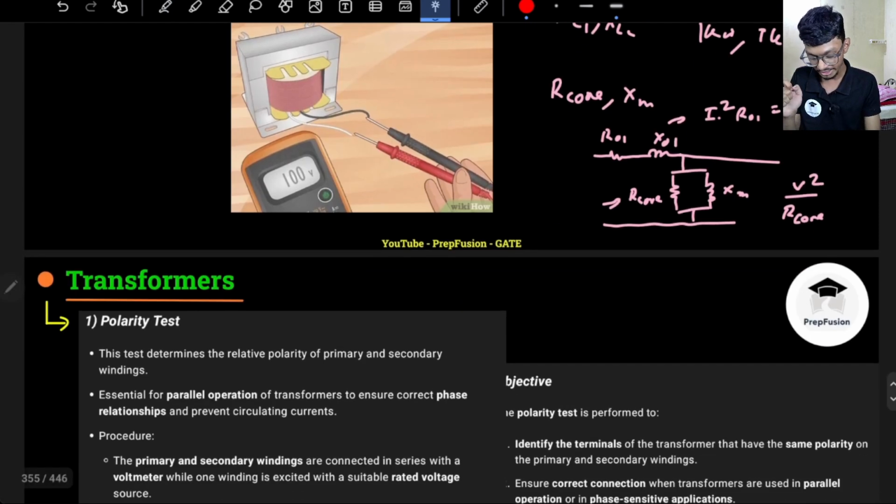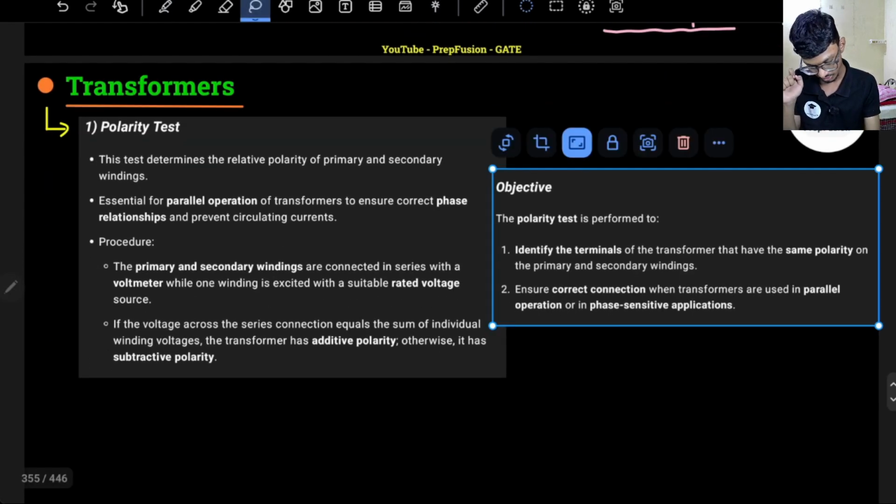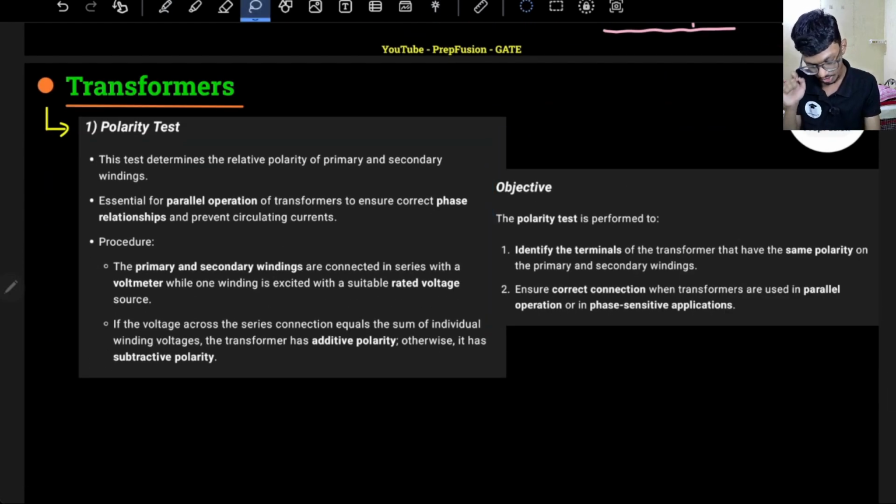Before that we will study the polarity test. So what is the polarity test basically? The polarity test is used to determine the polarity of the primary and secondary windings, I mean the instantaneous polarity. Basically, whatever we were discussing, writing the dot convention, without actually seeing the winding orientation, can I determine the polarities? There is a test known as the polarity test. It is essential for parallel operation to ensure the correct phase relationship and prevent circulating currents.